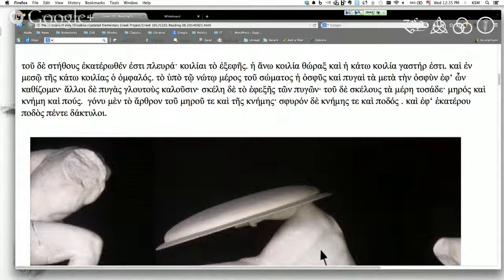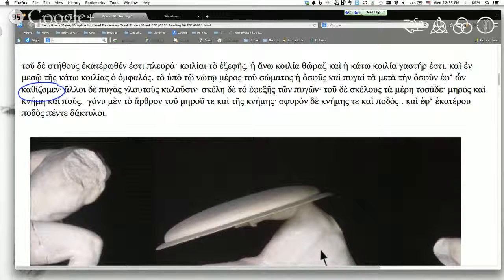But we have kathidzumen. And so we have verbs. Right. We have verbs too. And all verbs have 5 characteristics. What are they? What do you think they are? Person. Tense is one. Number. Voice. And mood. We've encountered all 5 characteristics. So let's go through all 5 characteristics of kathidzumen.